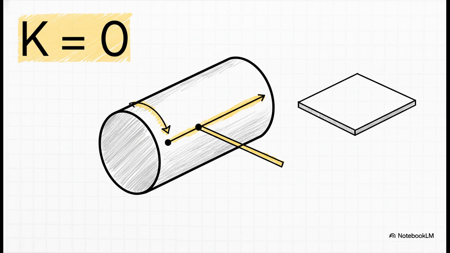And finally, if K is 0, that means at least one of your main curvatures has to be 0. The surface is totally flat in at least one direction. Our good old cylinder is the perfect example of this. It's curved one way, but it's perfectly flat along its length. So its Gaussian curvature? 0. Everywhere. And a plane? Well, obviously that's 0 too.